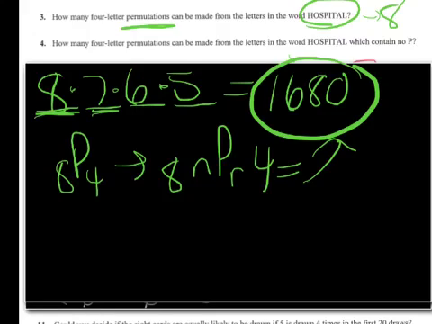Now number 4 is a slight variation. How many 4-letter permutations, again, no repeats of our letters, can be made from the letters in the word hospital which contain no P? So the P is no longer there, which means we only have 7 choices.